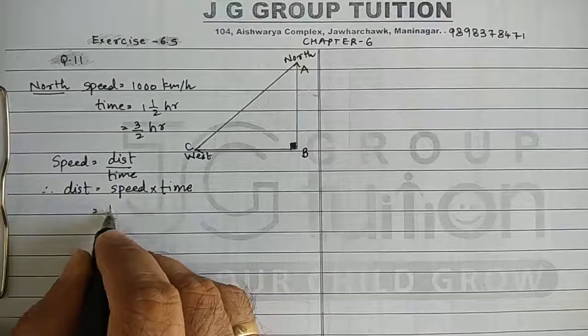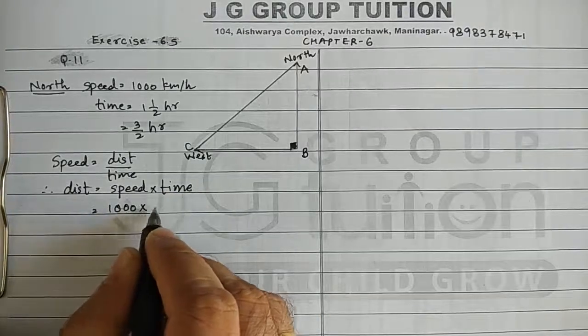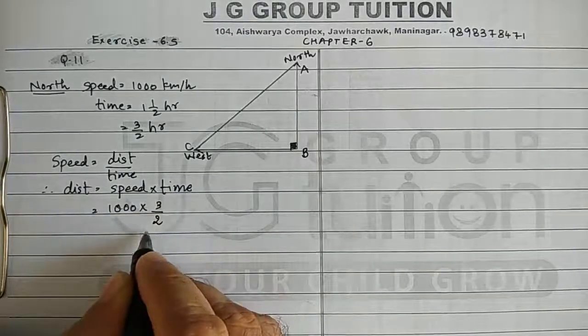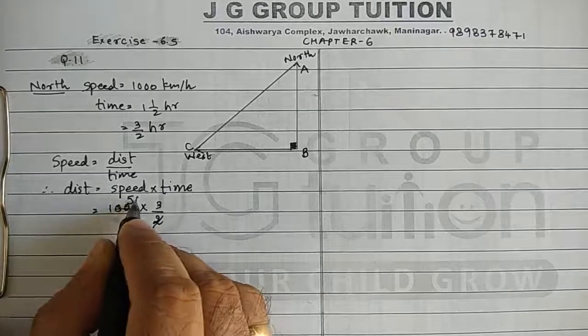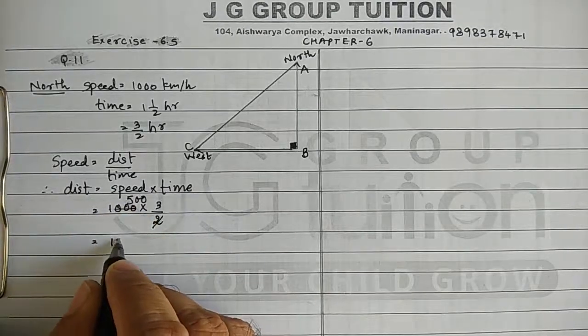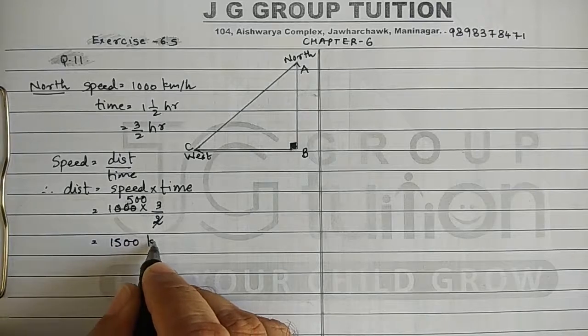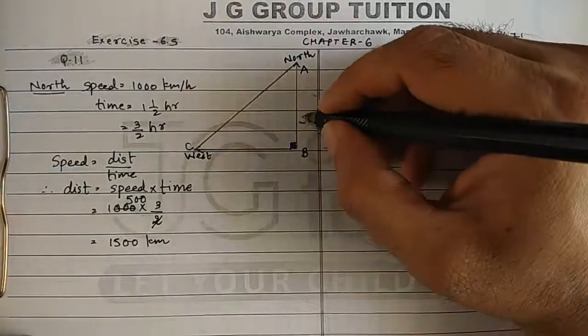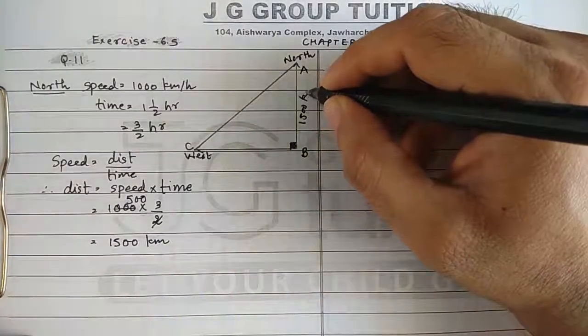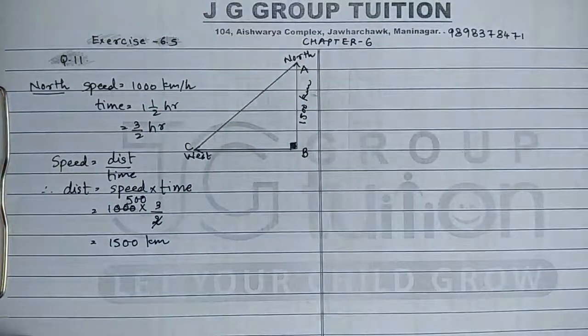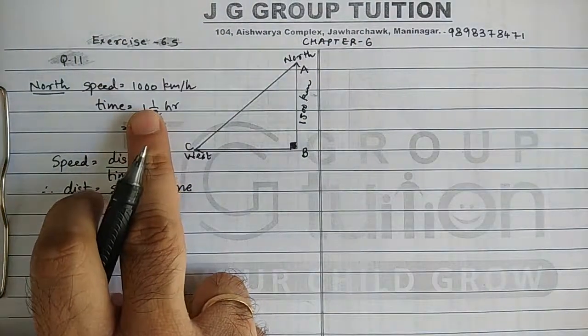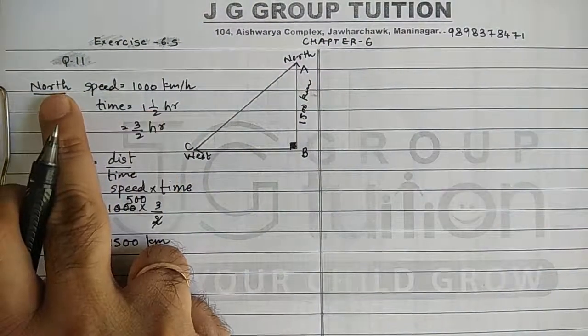So the speed of the plane is 1000 and the time is 3 by 2. 2 5s are 10, so it comes 1500. So we can say that plane A has covered 1500 km in the given time. This is what we obtained for plane A, which is going in the northern region.